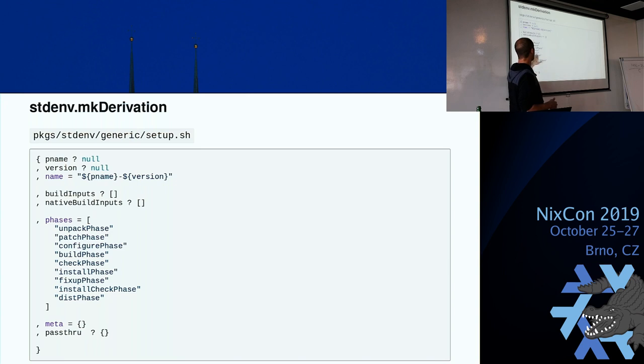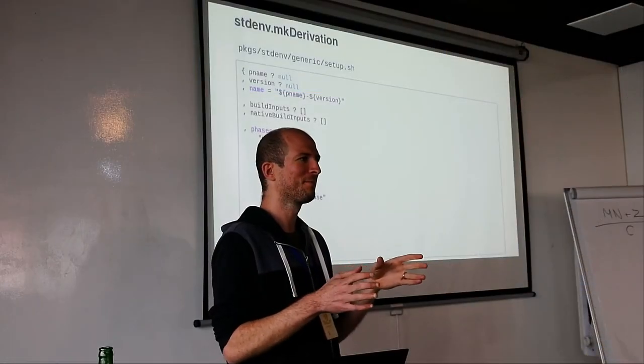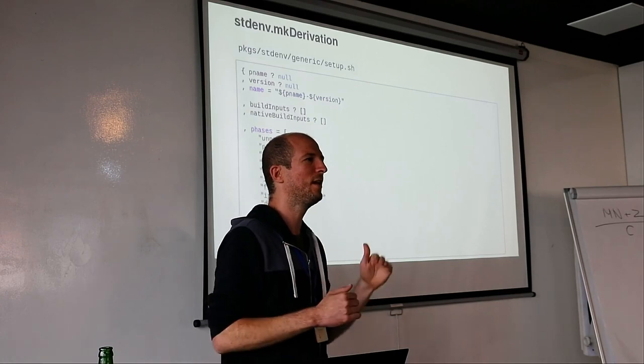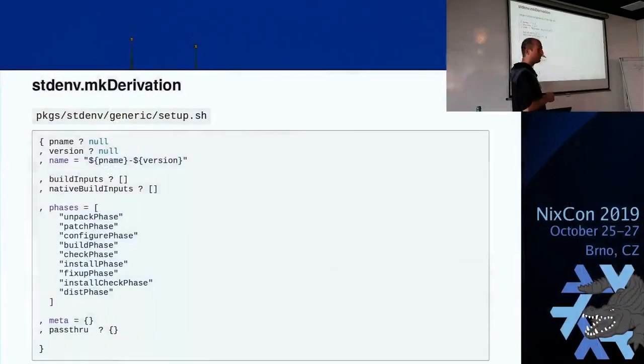And we have a few phases. So in the previous talk, we had the builder that builds something. And here we split the build into multiple phases. These happen during the build time, one after the other. So we have an unpack phase that takes the source code and unpacks it into the builder environment. Then we have a patch phase that's useful to patch things if, for example, the upstream source code has a bug or a security vulnerability, we can use it to patch it.